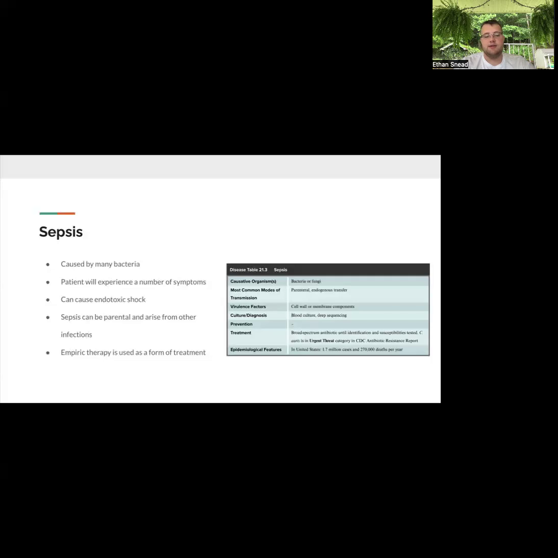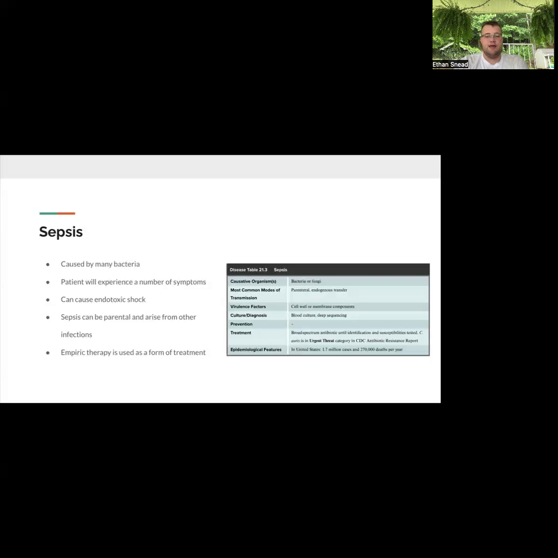Patients who have sepsis will get a number of symptoms, such as a changing mental state, shaking, chills, gastrointestinal symptoms as well. Their breathing rate changes, and they have low blood pressure, and then just another hallmark of other symptoms. This can also cause endotoxic shock, which is a massive drop in blood pressure, caused by a release of endotoxins from the gram negative bacteria multiplying inside the bloodstream.